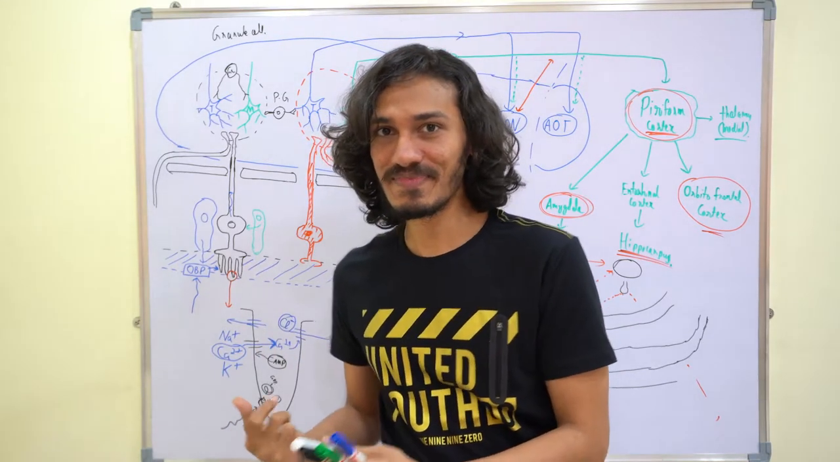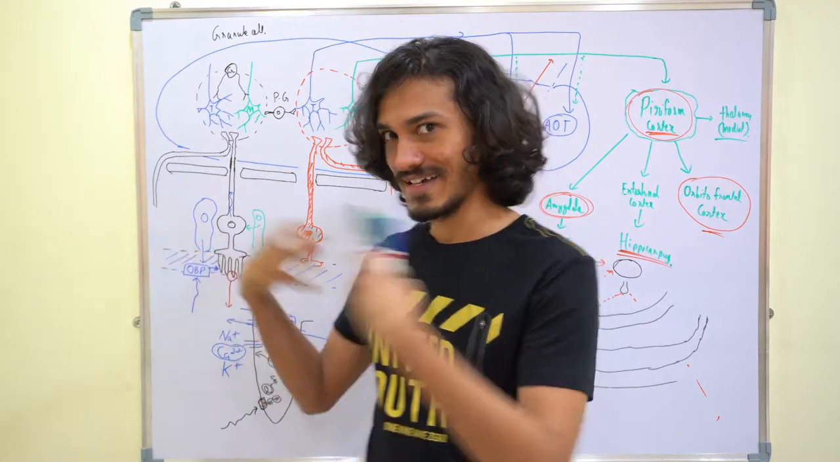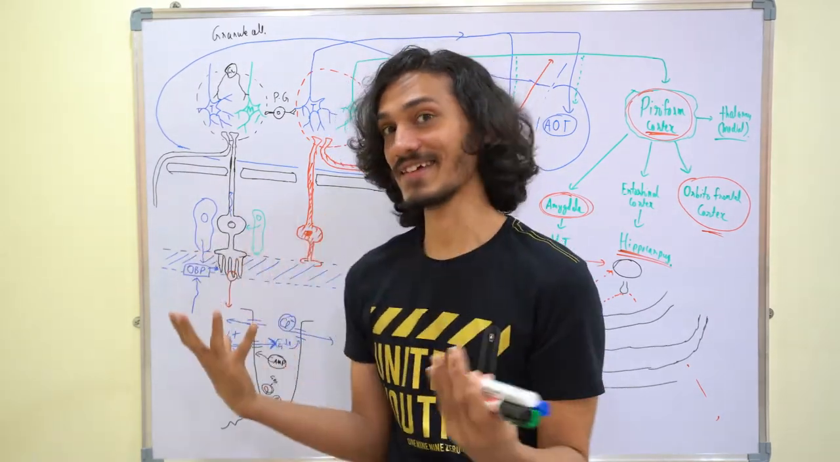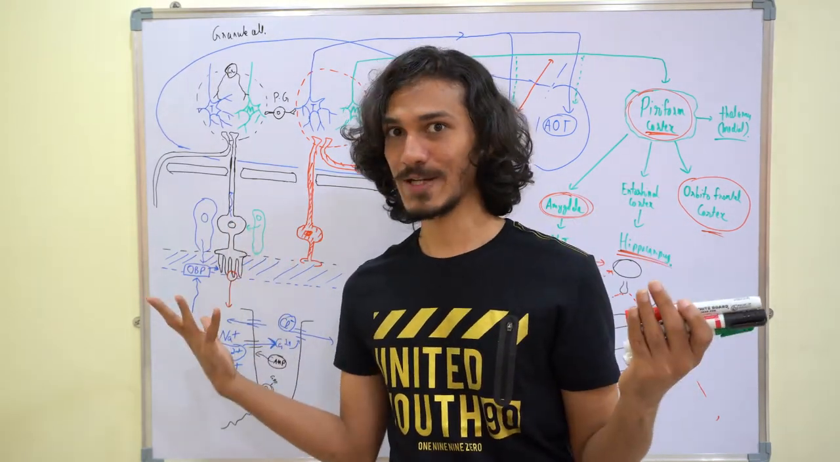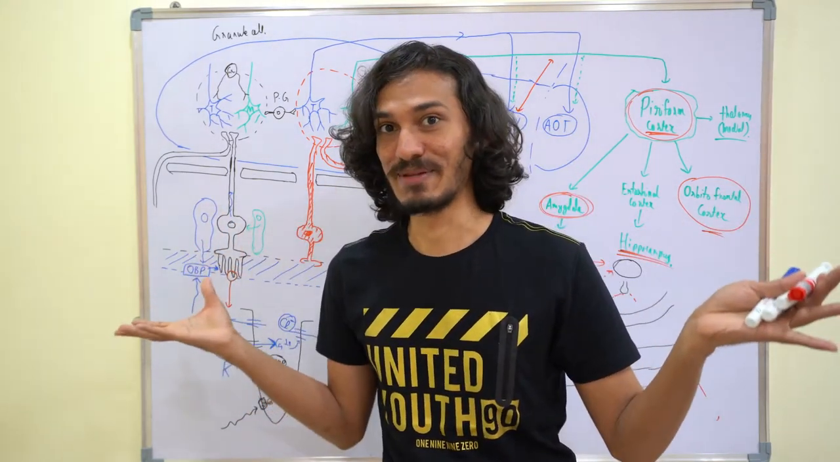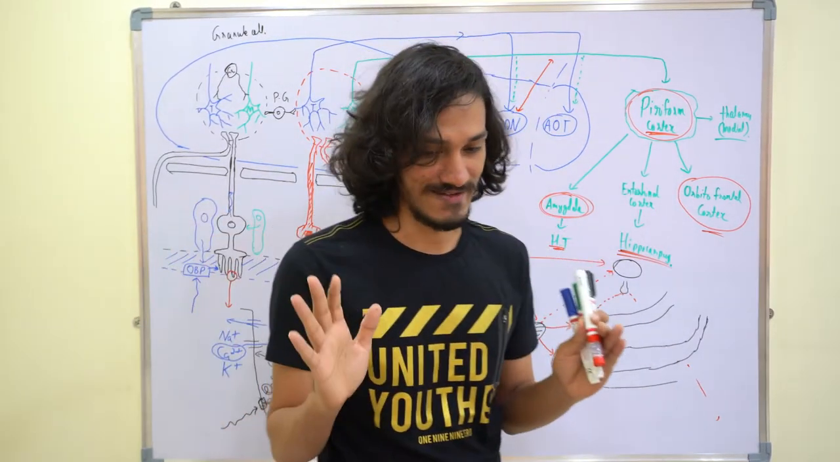But your orbitofrontal cortex now registers. He saw the girl, he got the smell, he got the feeling, everything. But it's finally making a decision. No, you look very bad today. You've got two big pimples on your face. You don't want to see her at this point, and you shy away.